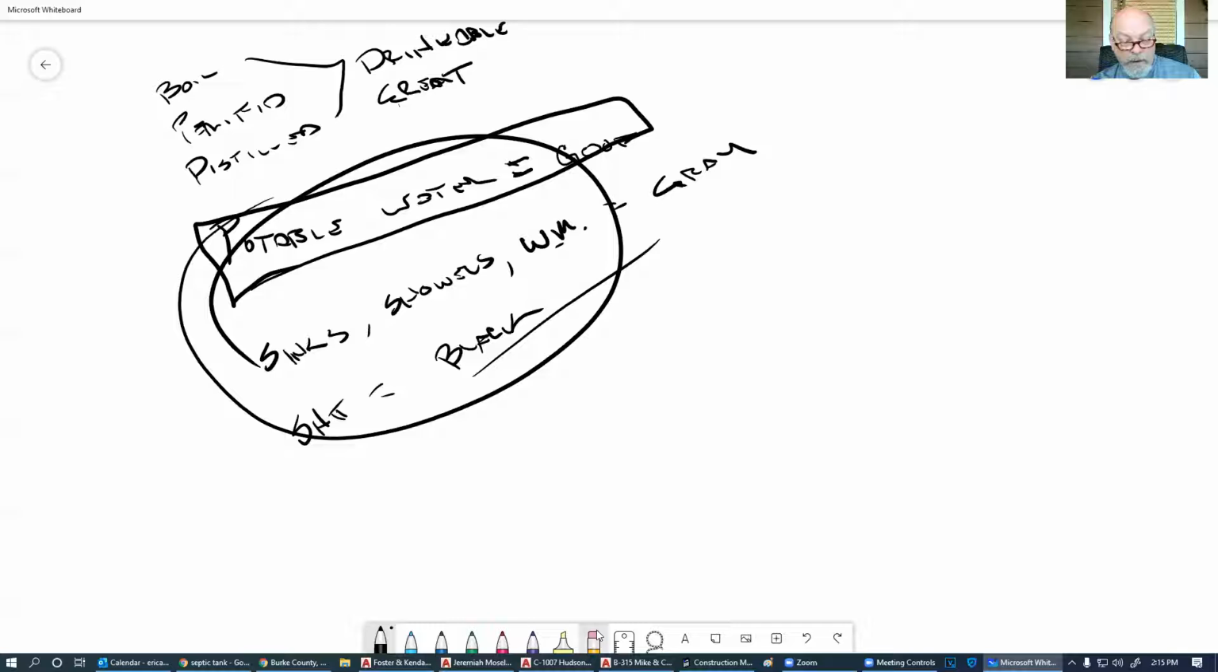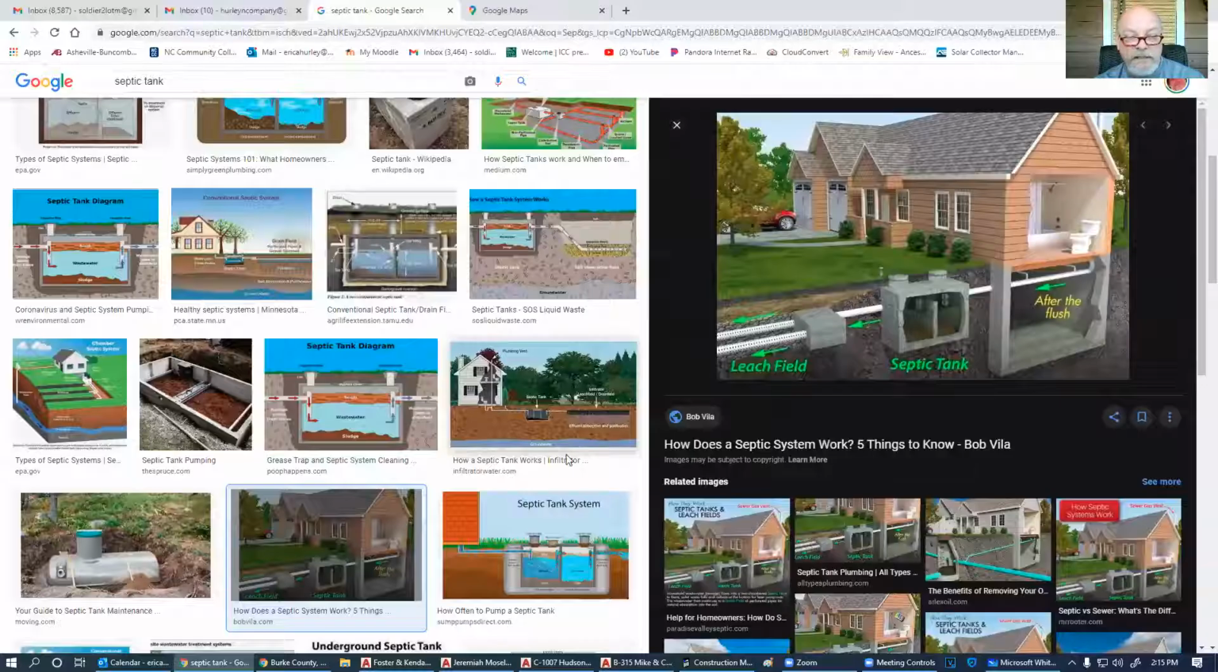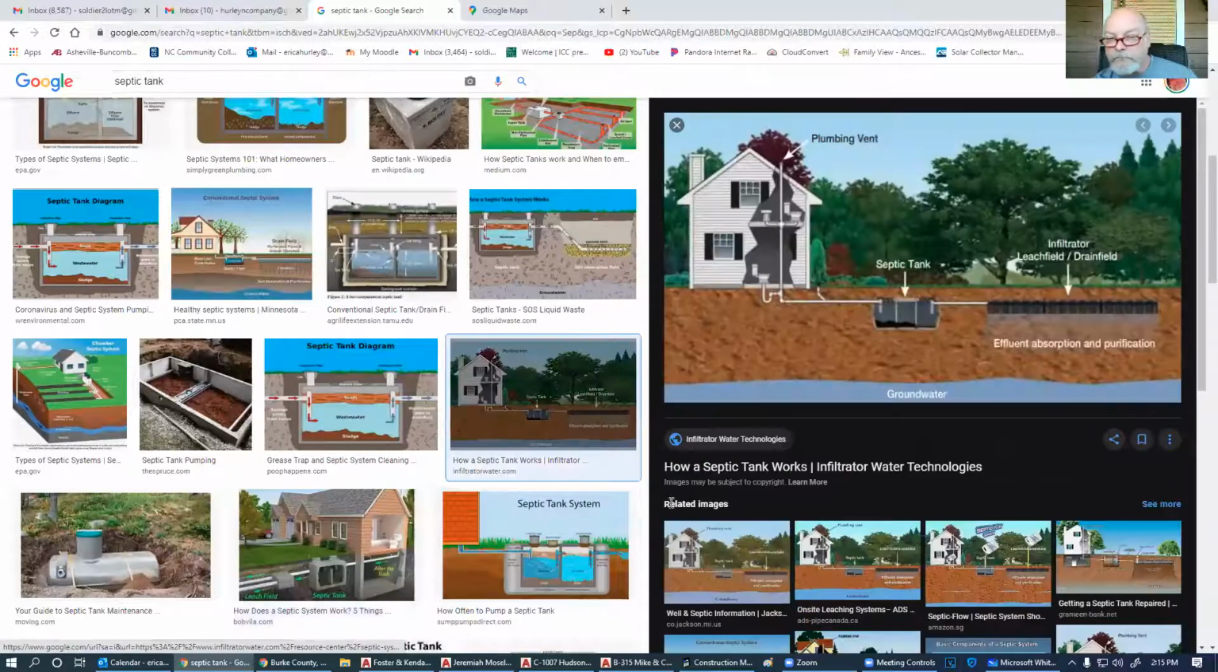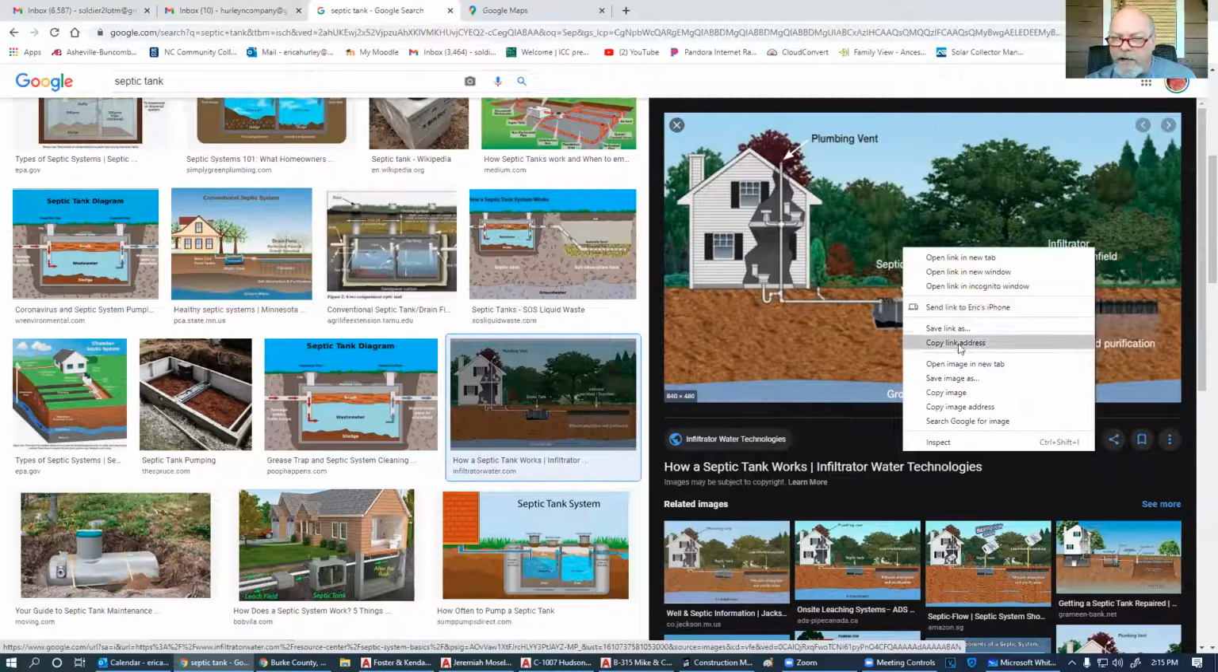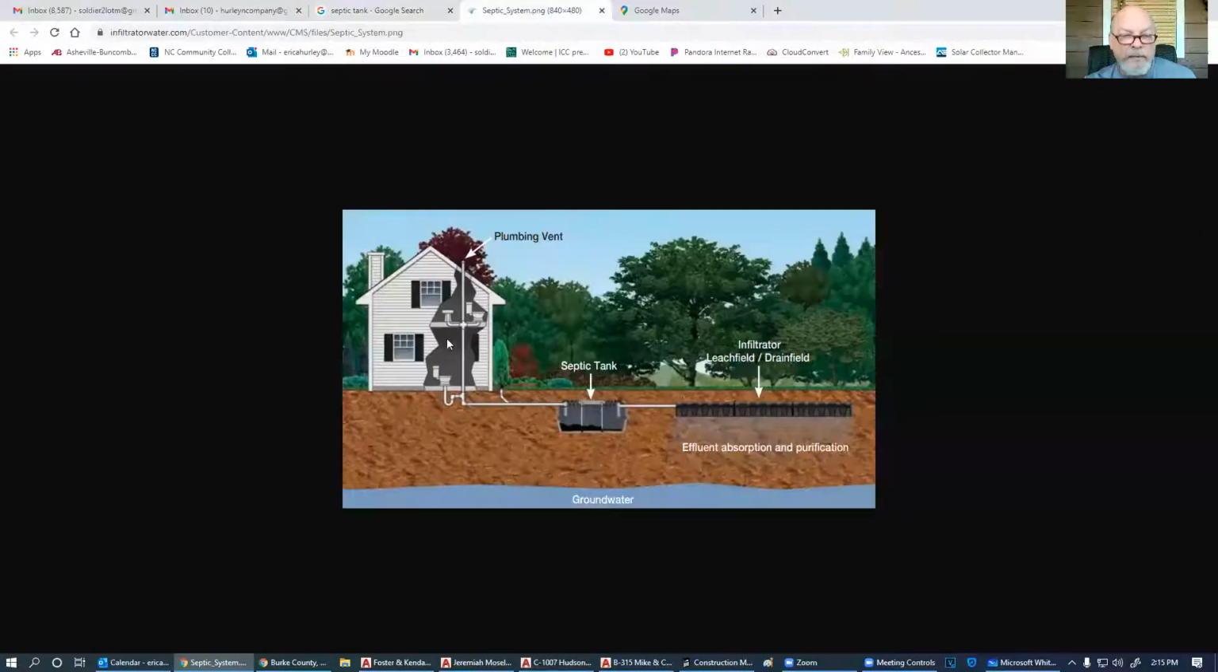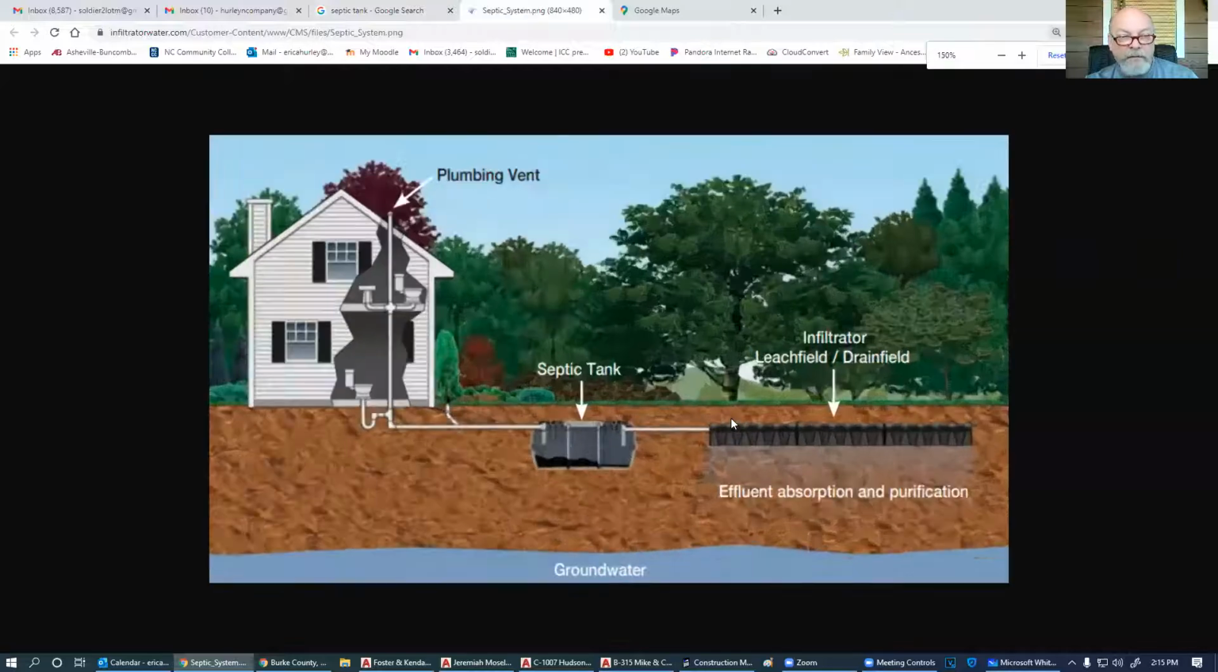So let's talk about what happens in our septic systems. Okay, so this is a very good example of what's going on in our house. I'm going to make this a little bigger.